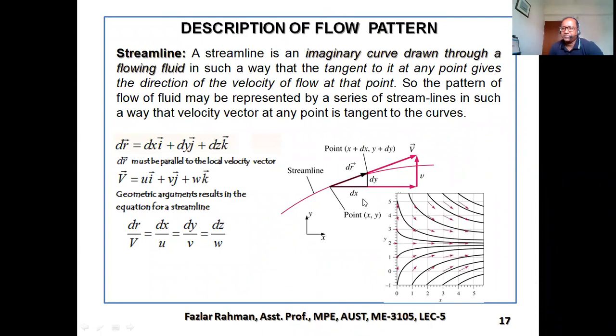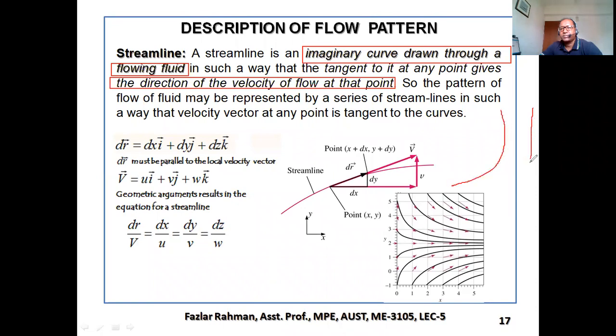So what is the streamline? It's saying a streamline is an imaginary curve or line through a flowing fluid in such a way that the tangent to it at any point gives the direction of velocity of the flow at that point. For example, you have a pipeline, but it is bent, like that. So your fluid particle is flowing along this direction, right? It is coming along this direction, and you can identify it with some arrow.